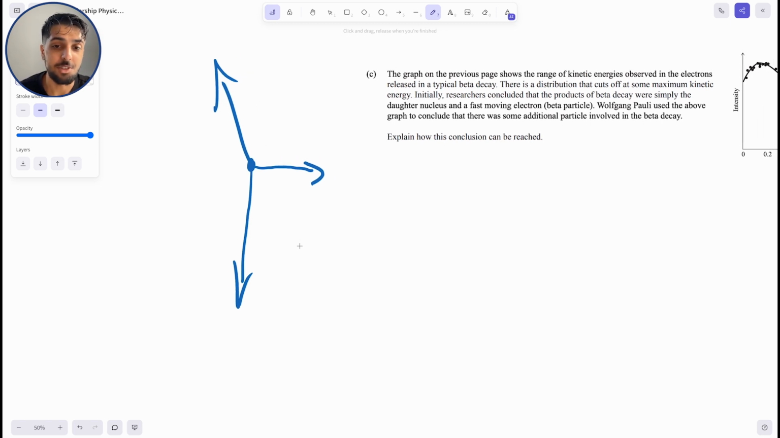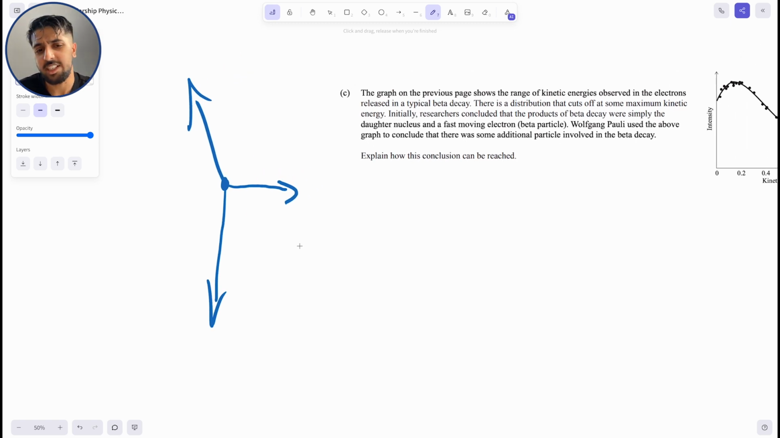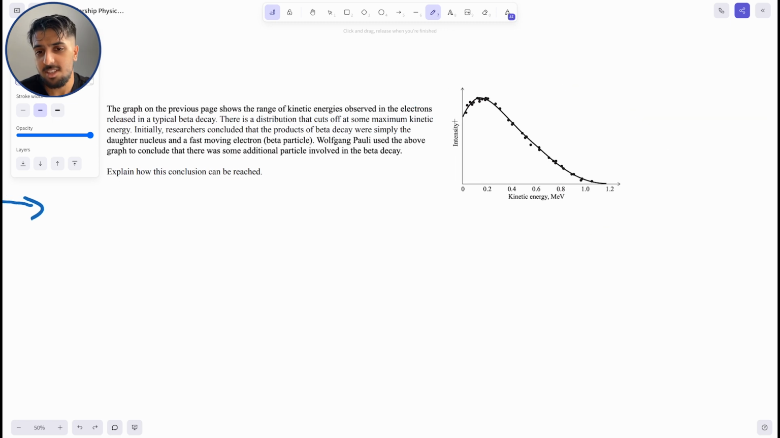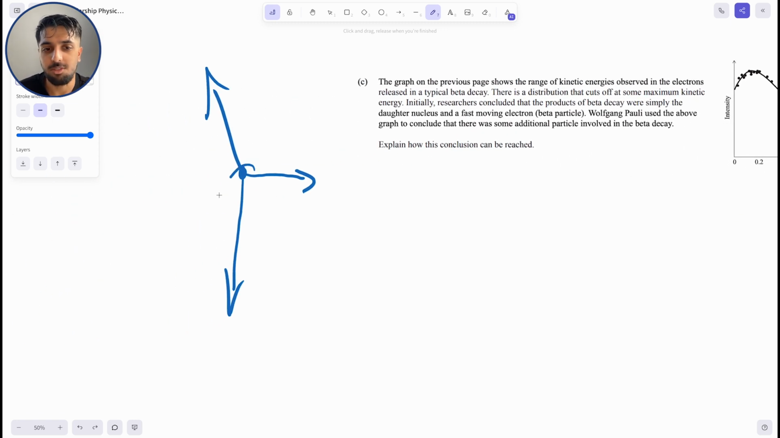And the reason why we know this is a much smaller particle, just like in the above equation, where the lighter particle stole most of the kinetic energy, we can see by the distribution of this graph that there is a particle stealing some of the kinetic energy of the electron. And so this lighter particle is the neutrino, and that was added to the beta decay equation. So we can write that in.